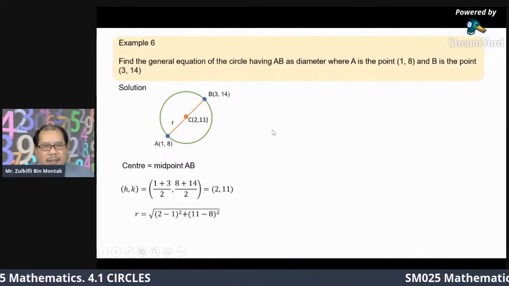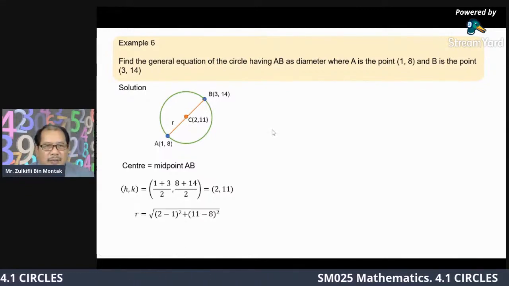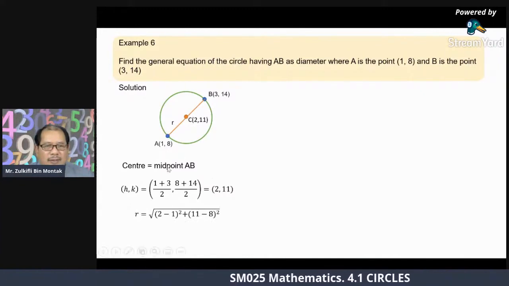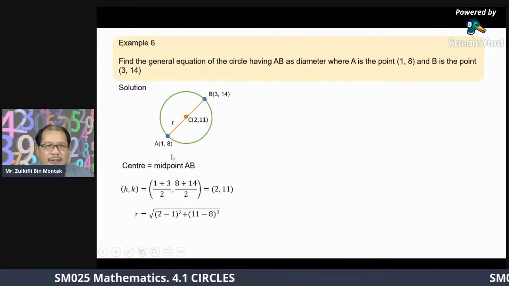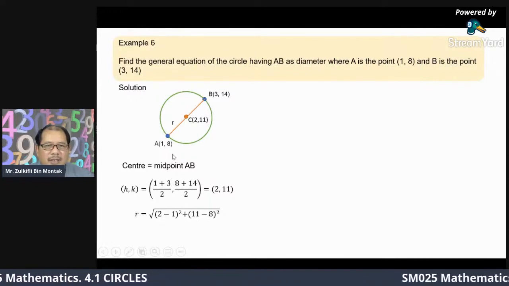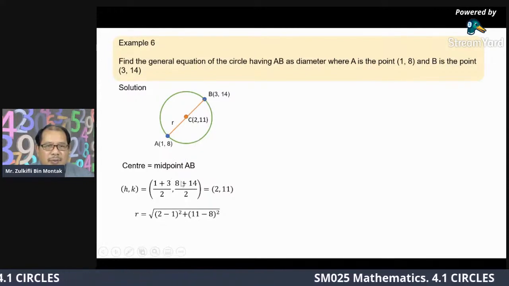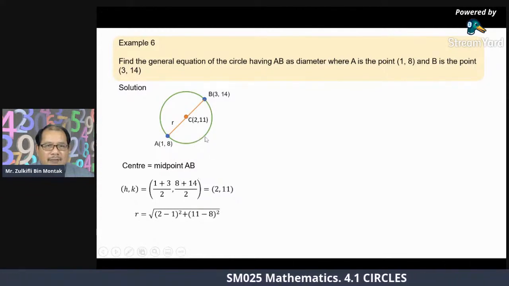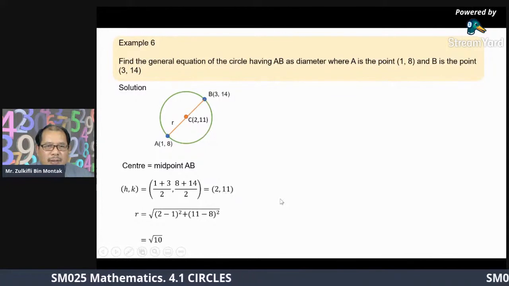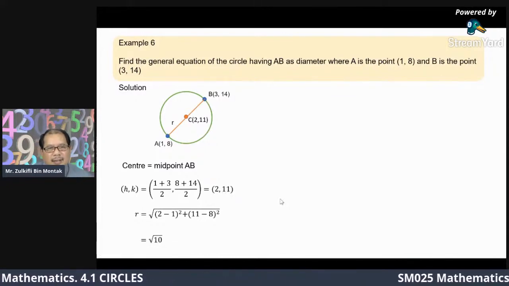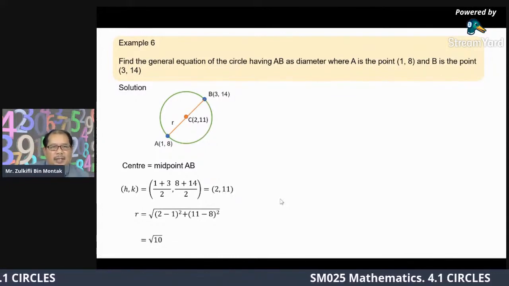Okay, so the radius r is found using the distance formula between two points. Let's say I use point A and point C: 2 minus 1 squared plus 11 minus 8 squared. So I get r equal to root 10, the square root of 10.